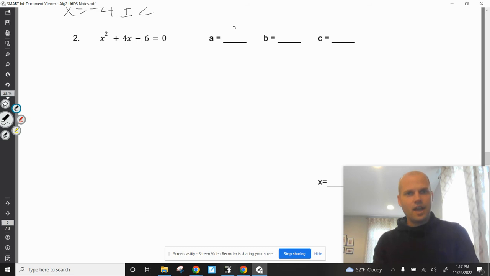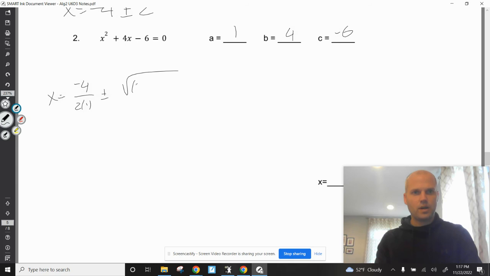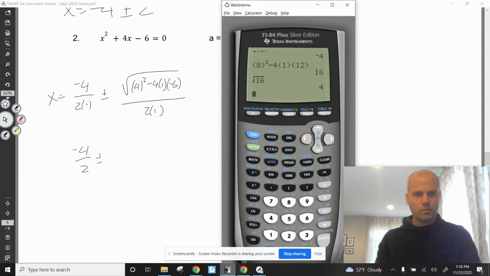All right, anyways, A is 1, B is 4, C is negative 6. We got the opposite of B over 2 times A. We got the square root of B squared minus 4 times A times C, all over 2 times A. I got negative 4 over 2. Let's work on this square root.